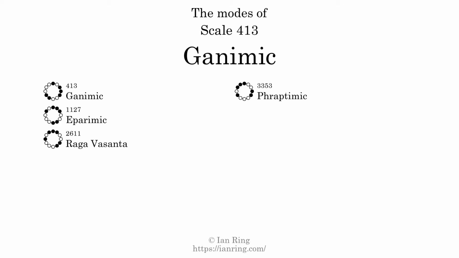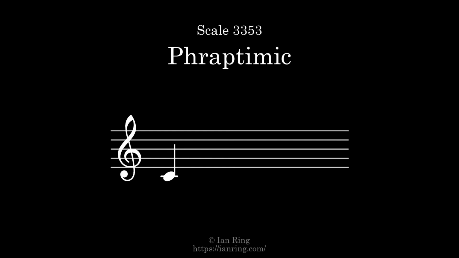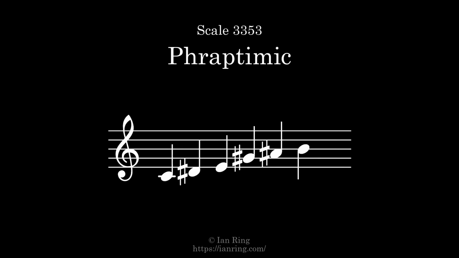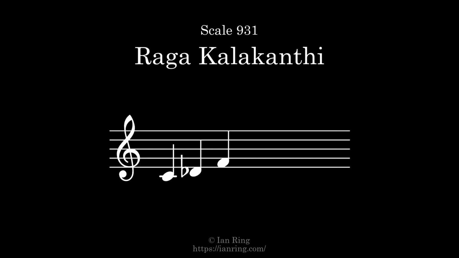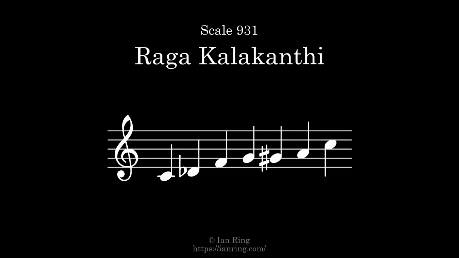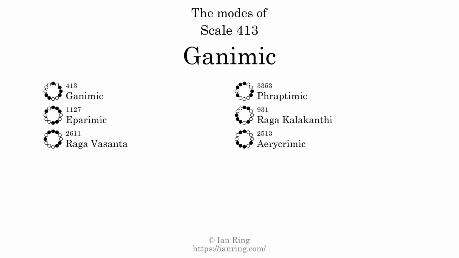The fourth mode is scale 3353, also known as fractimic. It sounds like this. The fifth mode is scale 931, also known as raga kalakanthi. It sounds like this. The sixth and last mode is scale 2513, also known as erechrymic. It sounds like this.